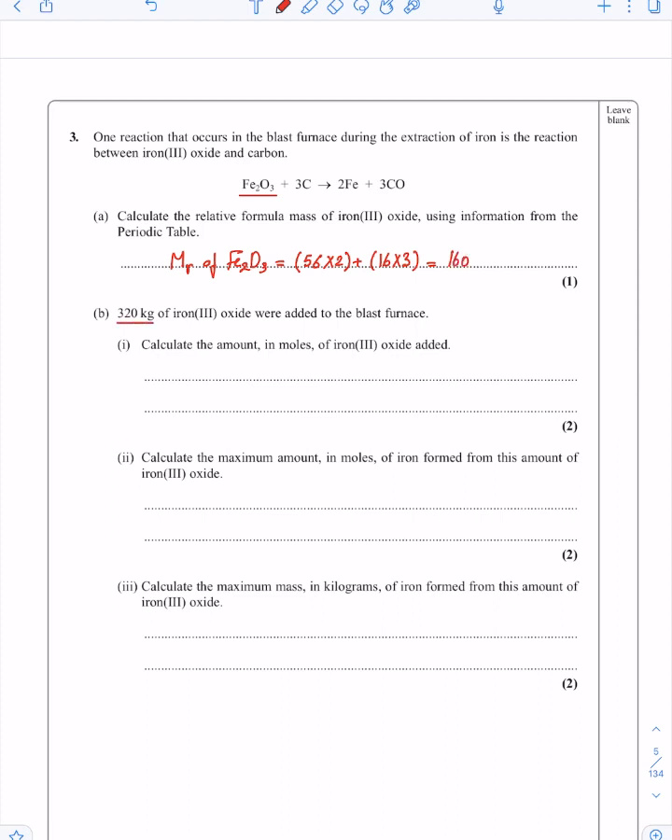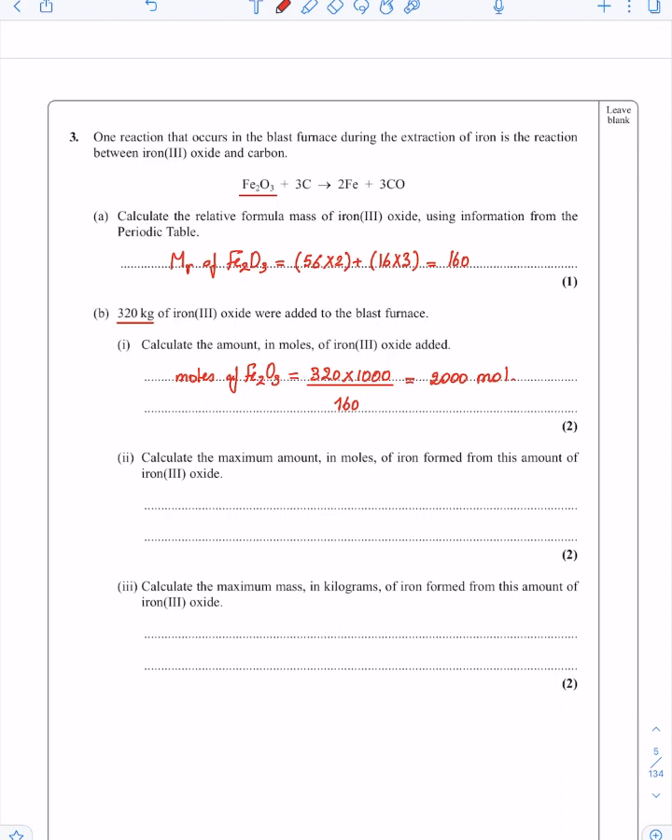320 kilogram of iron 3 oxide were oxidized to the blast furnace. I. Calculate the amount in moles of iron 3 oxide formed or added. So here the moles of iron 3 oxide Fe2O3 is equal to 320 times 1000, to convert it to grams, and we divide by the MR of Fe2O3 that we calculated above, 160. We applied the rule: moles is equal to mass over MR. So 320,000 over 160 gives us 2000 mole.